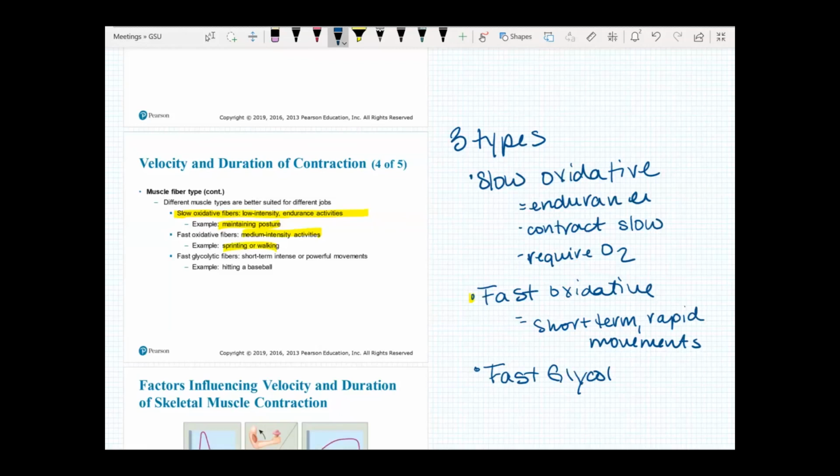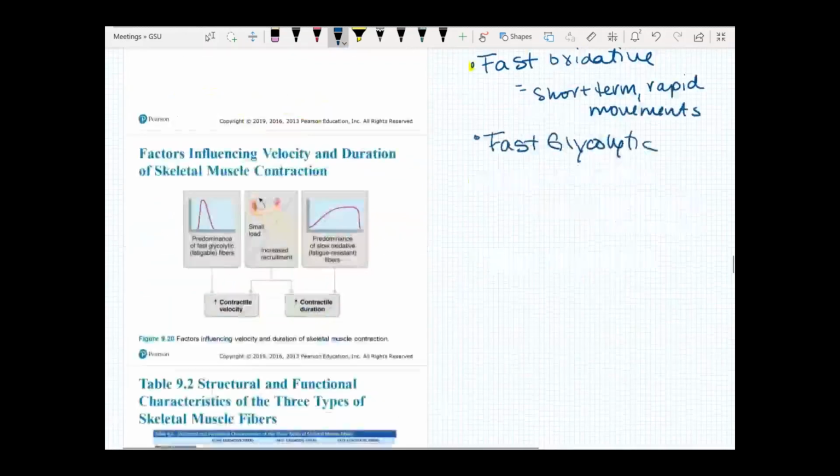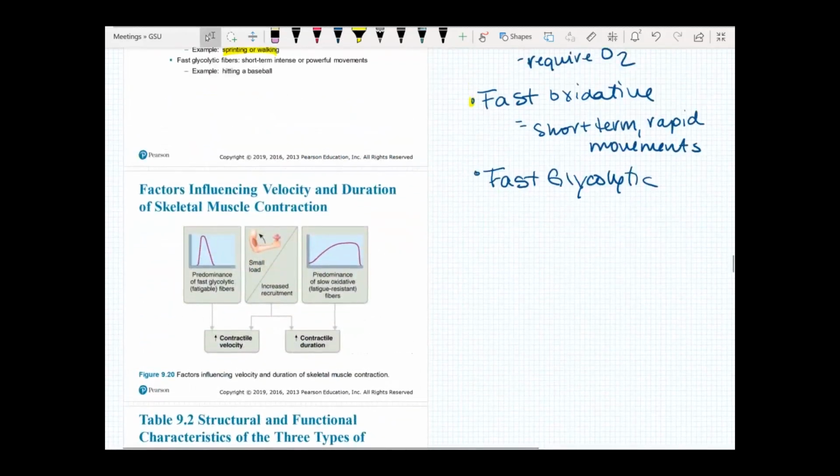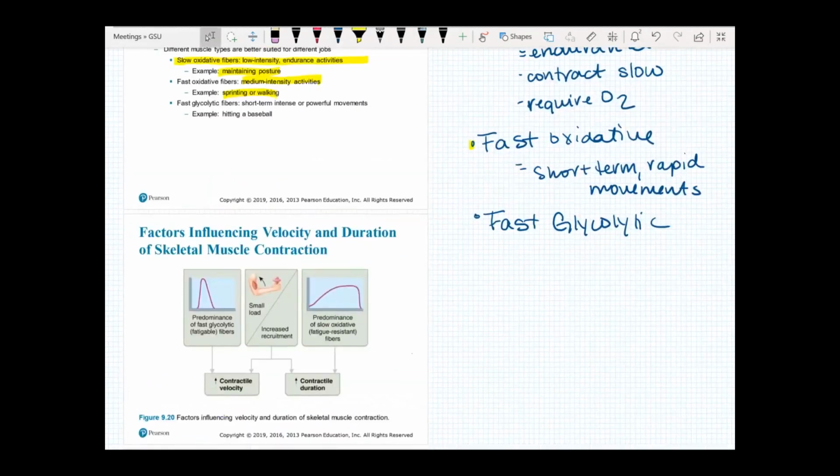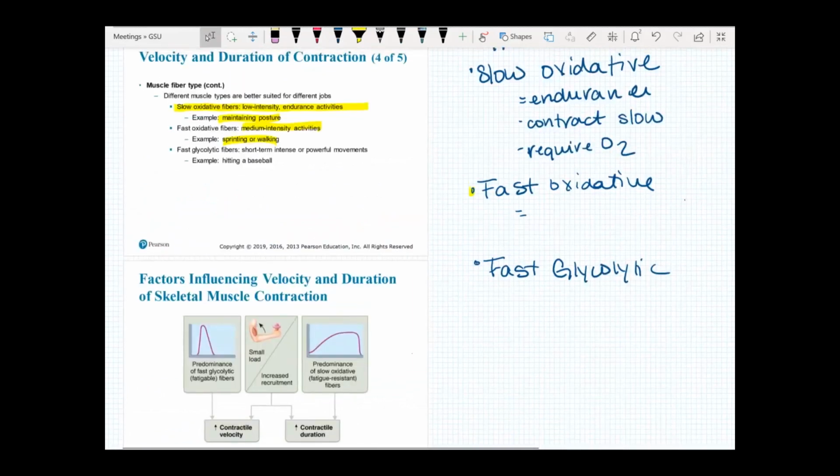So these three are to not be confused, even though the names are super familiar. With fast glycolytic, this is going to be... I apologize. My notes actually have these flipped and I did not catch that. So what we're going to do real quick is delete the short-term rapid movements from fast oxidative. So I just want to make sure you guys catch that. My notes actually did fast oxidative and glycolytic in the wrong order.